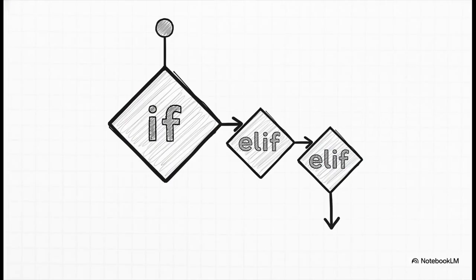And this is where elif comes to the rescue. It's really just short for else if. What it lets us do is chain a bunch of conditions together. The program checks the first if. If that's not true, it jumps to the first elif. If that's also false, it moves to the next elif, and on down the line. It's a really clean way to build a decision with multiple paths.